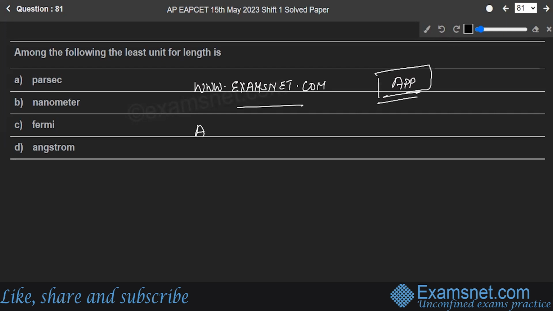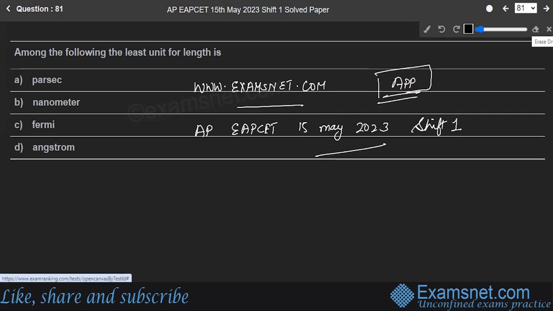Students, today we'll be solving the AP EAPCET 15 May 2023 paper. I'll be solving the physics part in this particular video. We have already uploaded the mathematics part of this paper in another video. Do explore that as well. Very best of luck. Here we go with the shift 1 paper of this date, physics part.